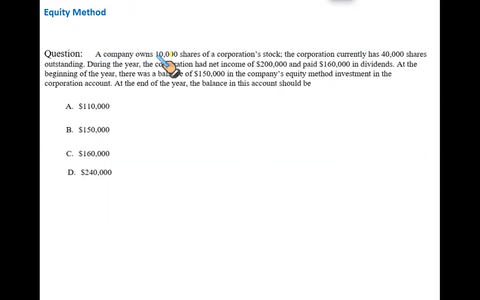A company owns 10,000 shares of a corporation's stock. The corporation currently has 40,000 shares outstanding.